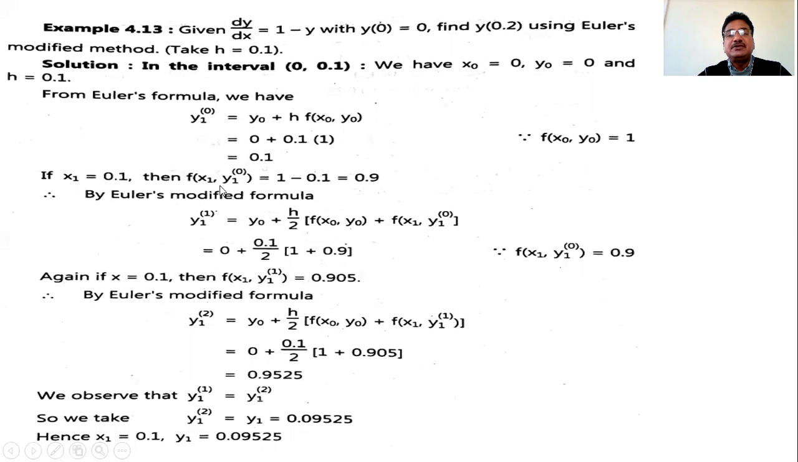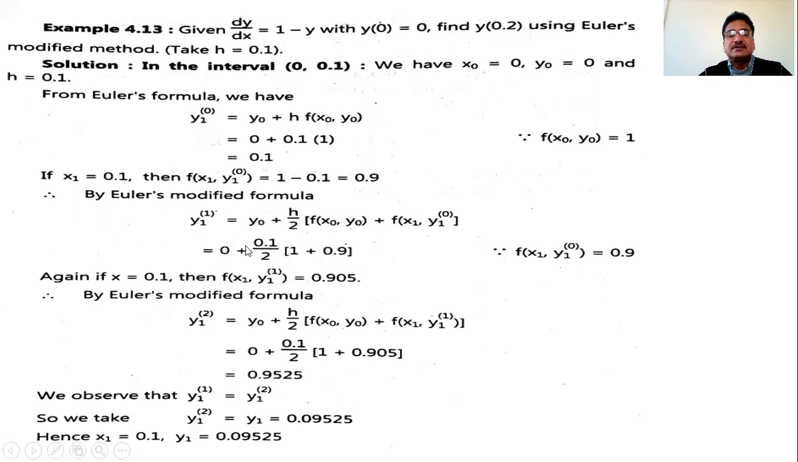F of x1, y1 0 is this, because f of x, y is 1 minus y. So what is f of x1, y1 0? x1 means 0.1. So write here 0.1, 1 minus y. So 1 minus the value of y1 0, which is 0.1. So 1 minus 0.1 is 0.9.